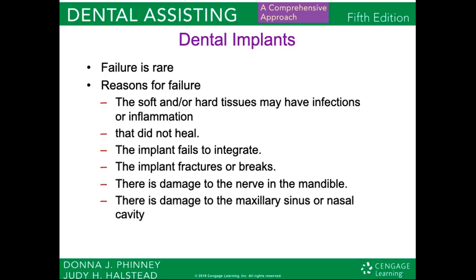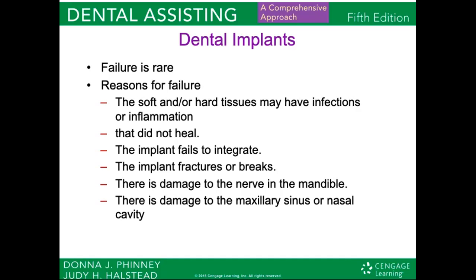Failure with dental implants is very rare, but it does happen, and there are some reasons for that. One of them is that the soft and or hard tissues may have infections or they're inflamed. Something happened that did not heal. The implant fails to integrate. What that means is these implants are basically these titanium screws that get screwed into the bone. And integration means that the bone actually grows around and locks in around the threads of the screw so that it locks it in place and so it doesn't move around at all.